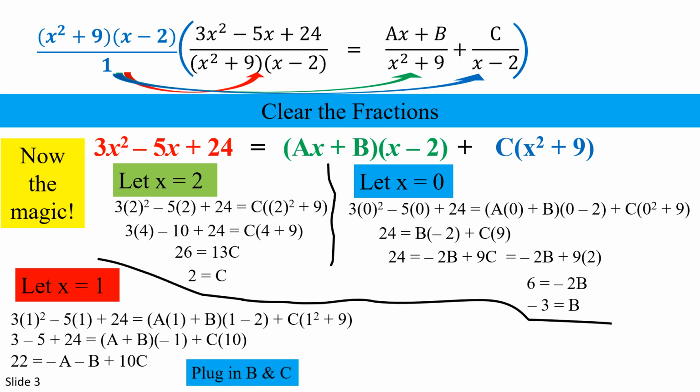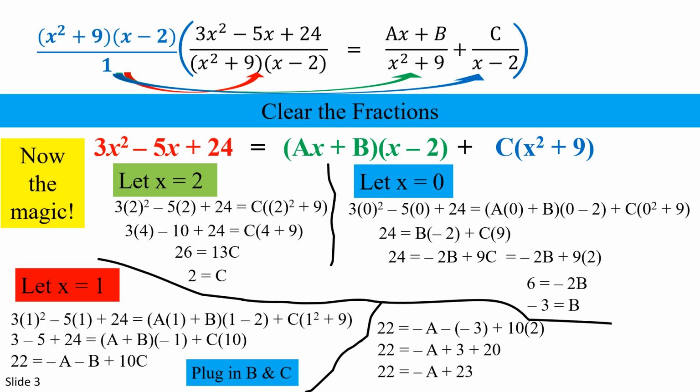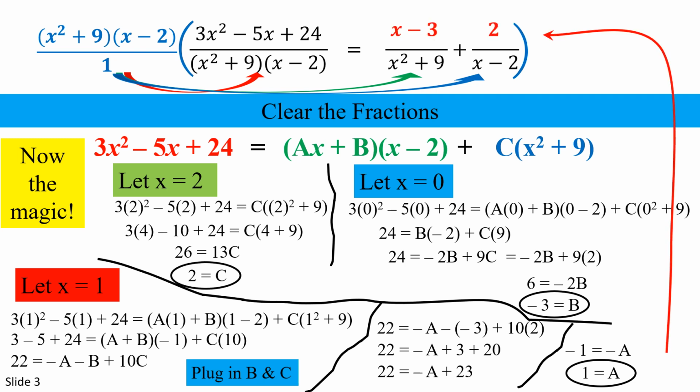Since we know B and C, we can plug them in. So we get 22 equals negative A minus negative 3 plus 2 times 10. 22 equals negative A plus 3 plus 20. And we subtract the 23 over, and we end up with A equals 1. So now we have all three of them.